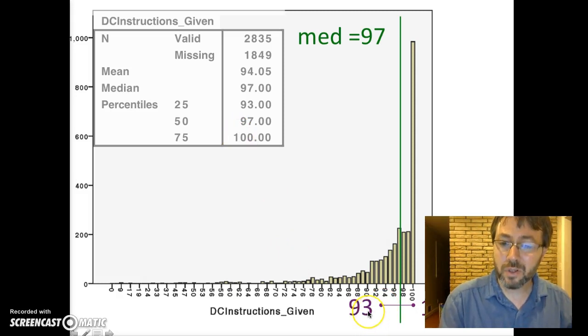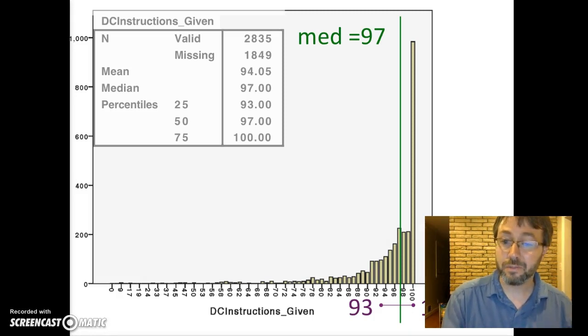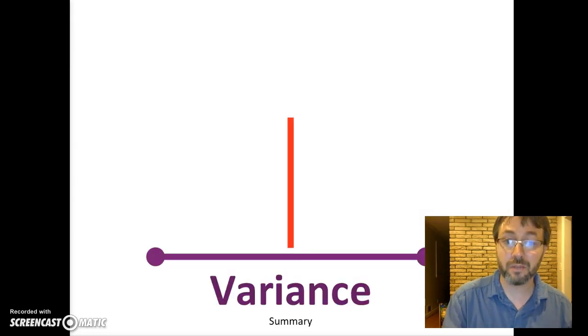So 50% of all hospitals in the United States give between 93% and 100% of their patients discharge instructions for heart failure. So that's a very, very, very narrow range of variance. So the numbers are clustered tightly together and very close to 97%, which is the median.